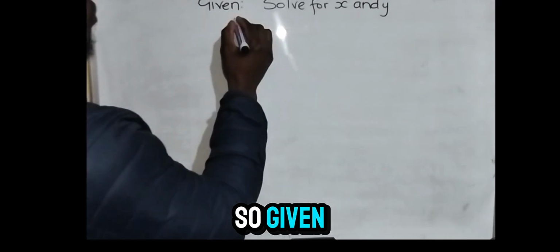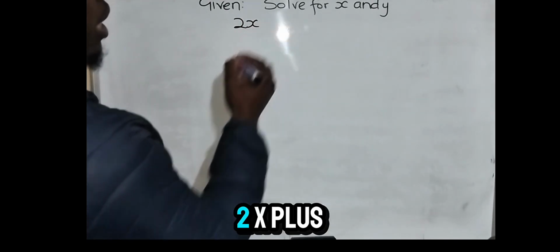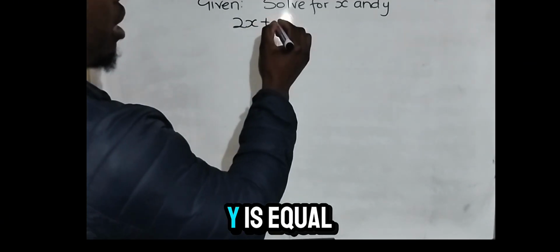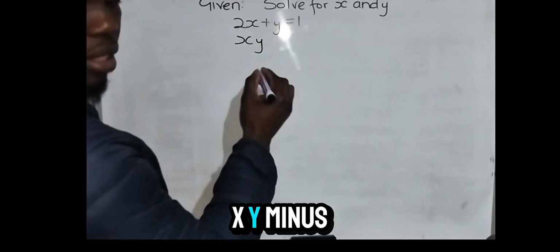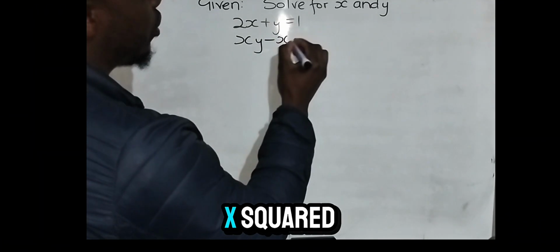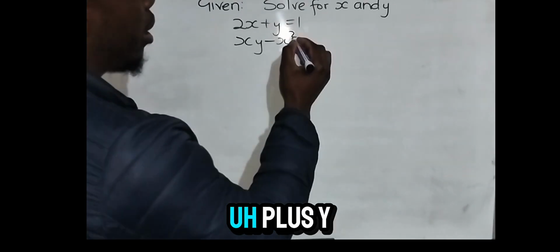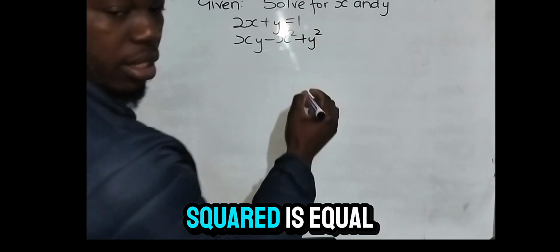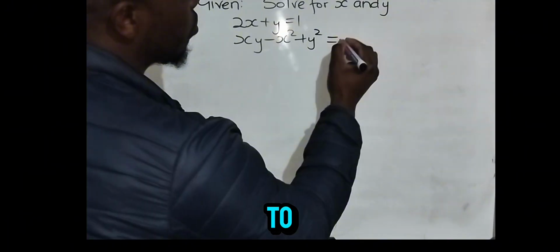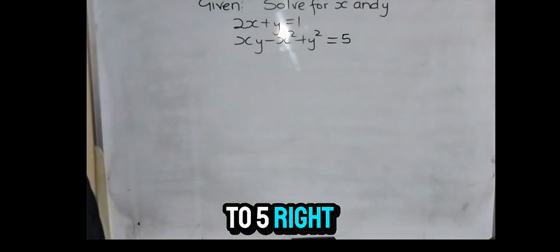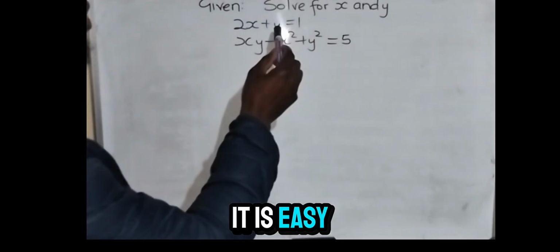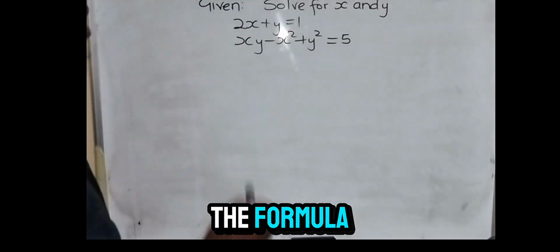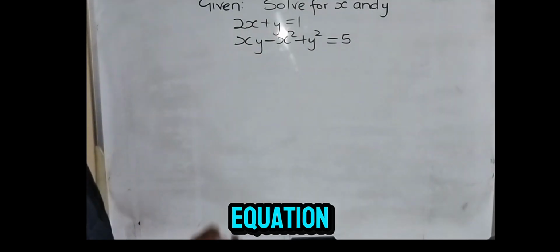So given 2x plus y is equal to 1, and xy minus x squared plus y squared is equal to 5. Right, if you look at these two equations, you see that it is easy to make y the subject of the formula in the first equation.